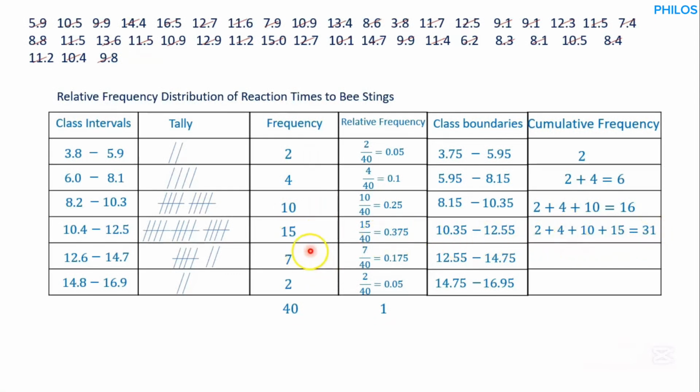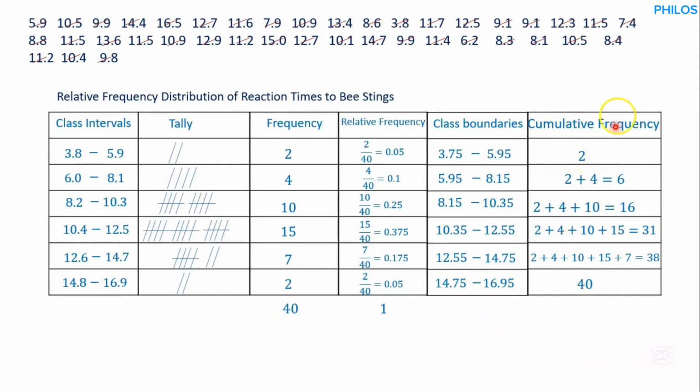Then to get the cumulative frequency of the fifth class, it will be first, second, third, fourth, fifth. When we add them together, we get what? 38. Then to get the cumulative frequency of the last class, we add the frequency from the first to the last class, and that will give us what? 40. The cumulative frequency of the last class must be the same as the total frequency.